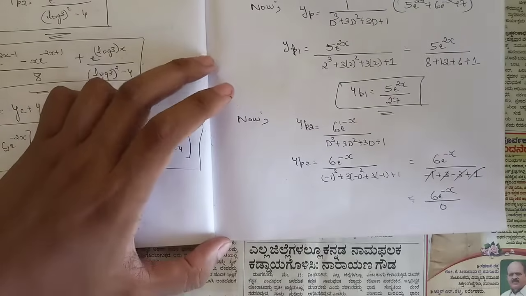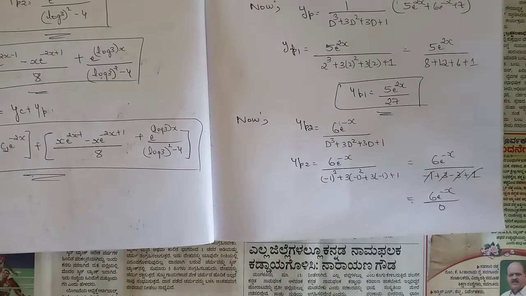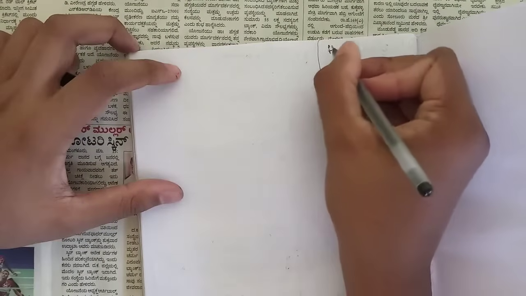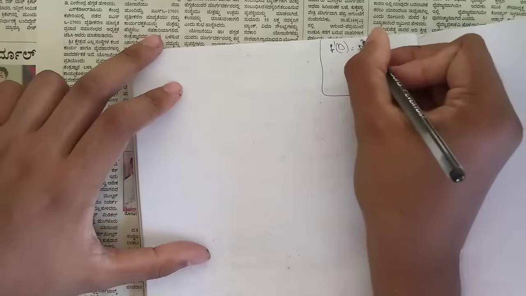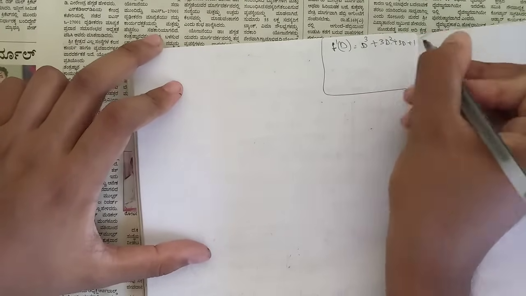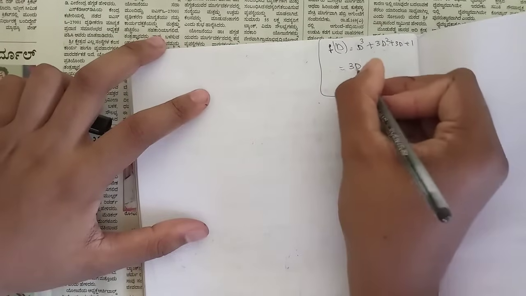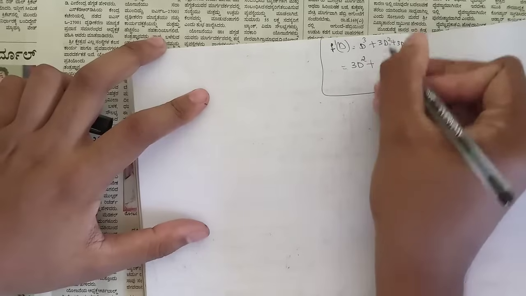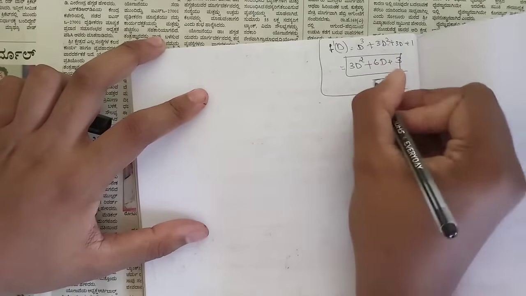So now we have 6e^(-x) by 0, so the denominator is 0, we need to take its derivative now. So now f'(D), the given f(D) is D^3 + 3D^2 + 3D + 1, right? So its derivative of D^3 is 3D^2, plus 3 times 2D is 6D, plus 3. So this is the derivative.